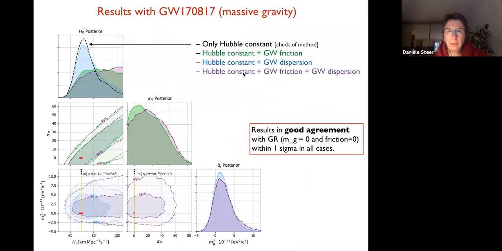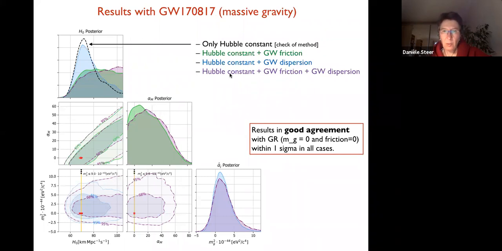Then you can just look at a Hubble constant and a dispersion term. This is in the case of massive gravity. And so you can start trying to put constraints on the mass of the graviton, which are down here in blue. So, constraints on the mass of the graviton. Or finally, you could do the more general case where you have all the parameters varying.